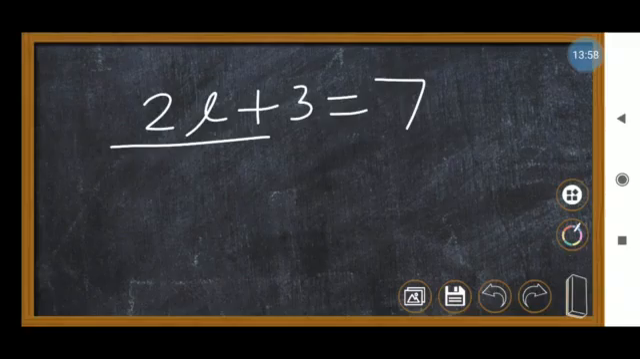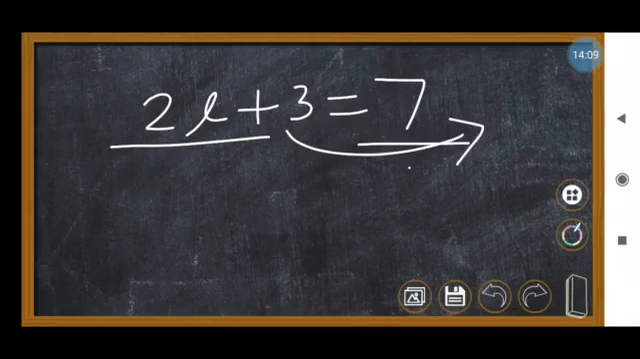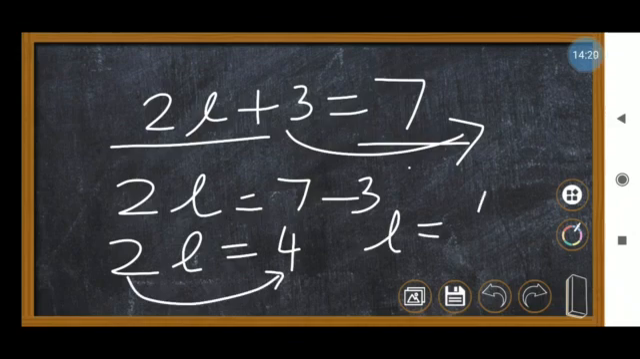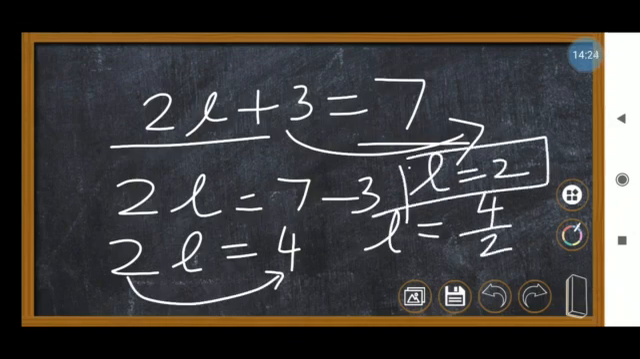And one more problem: 2l plus 3 equals 7. Here is an expression with a variable, and here a number. First you have to transfer the constant to one side. 3 will go to that side, so 2l equals 7 minus 3, which is 4. So 2l equals 4. What happened to l? The 2 will come down, so 4 divided by 2 equals 2, so l equals 2. I hope you all understand, students.